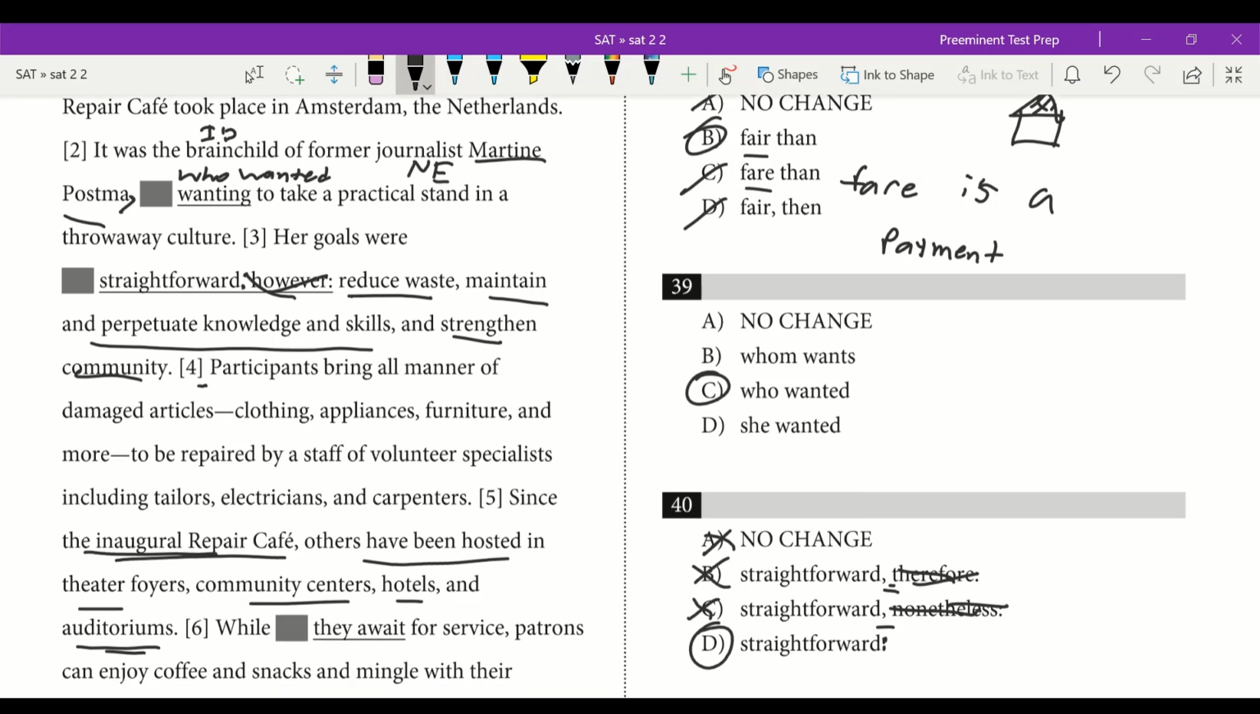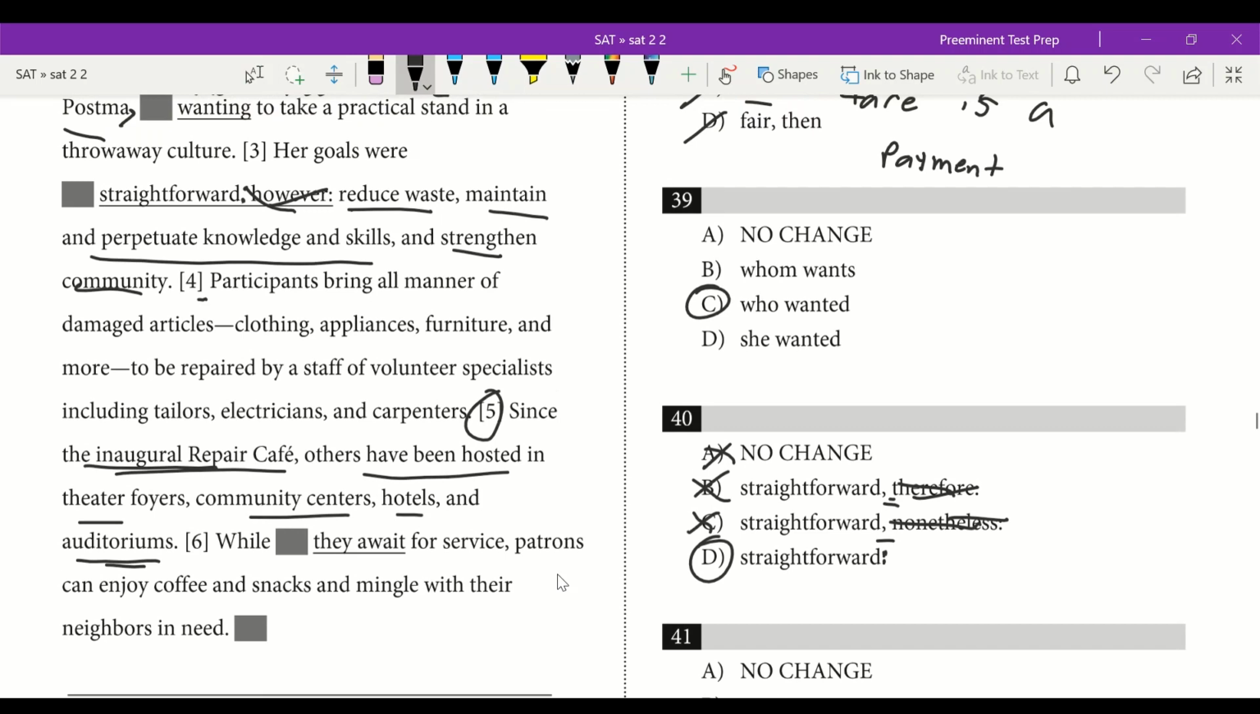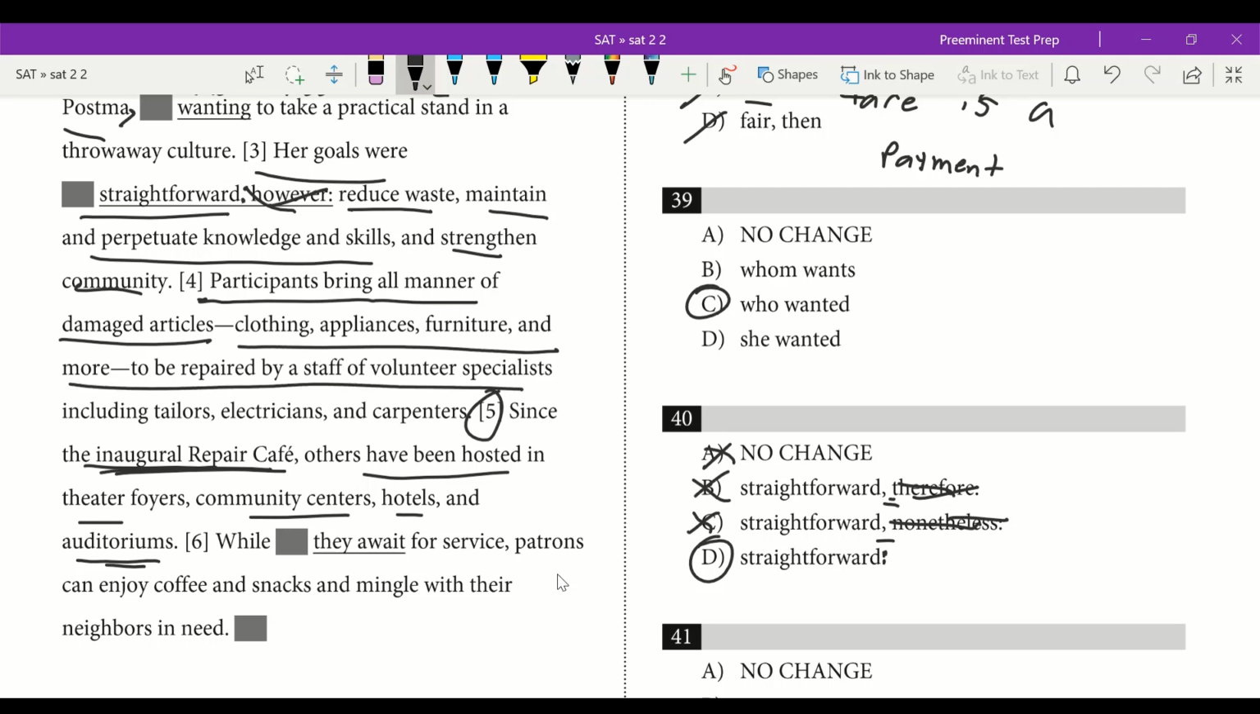Now we have to still place our 5th sentence. What do we know about our 5th sentence at this point, right? Well, we know it's talking about "since the inaugural repair cafe," and we know sentence 3 is the founder explaining their goals. And in sentence 4, we have participants bringing all manners of damaged articles, so it sounds like we have advanced from our first one, right? We've grown in size, and we give specific things that come to be repaired by a full staff of volunteer specialists, right? So it sounds like they've grown a lot.